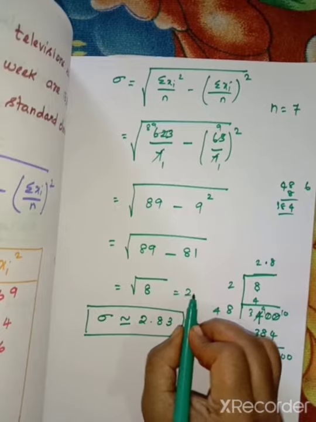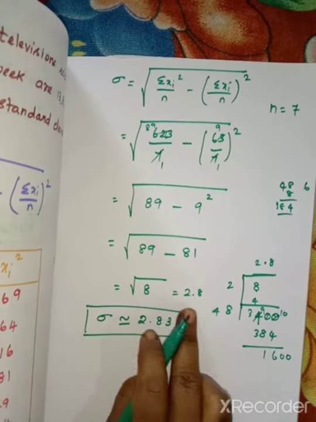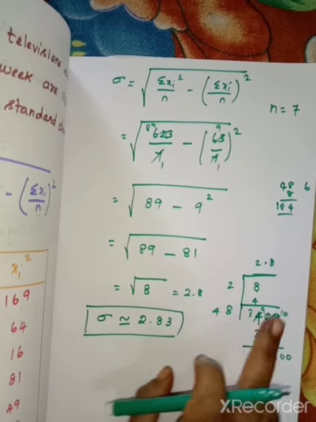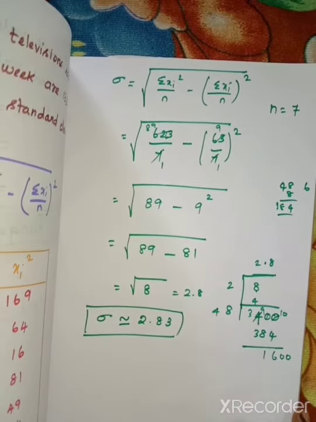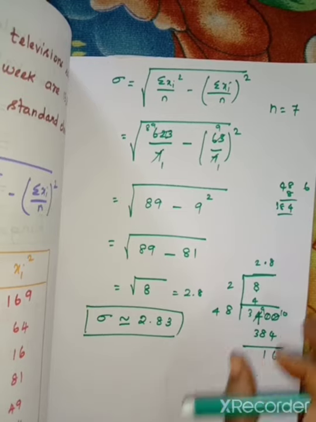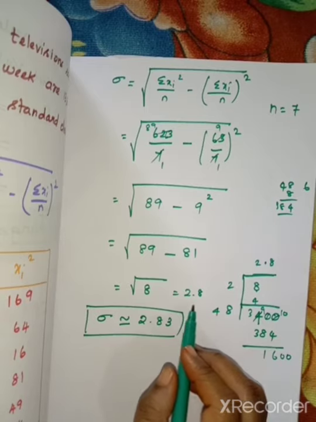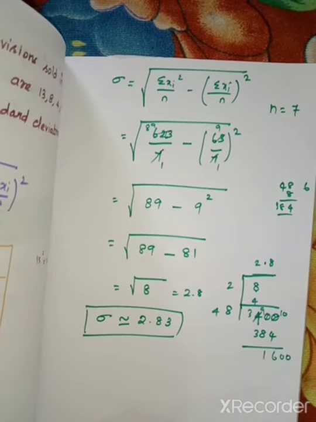If you write 2.8, it is also correct, but you didn't put the approximate value because we didn't complete the long division method. If you completed it, we get that approximate value. If you didn't know up to this, you have to stop here. Full marks will be given.